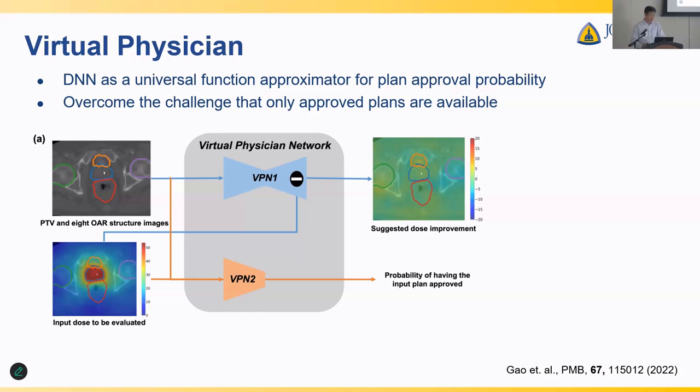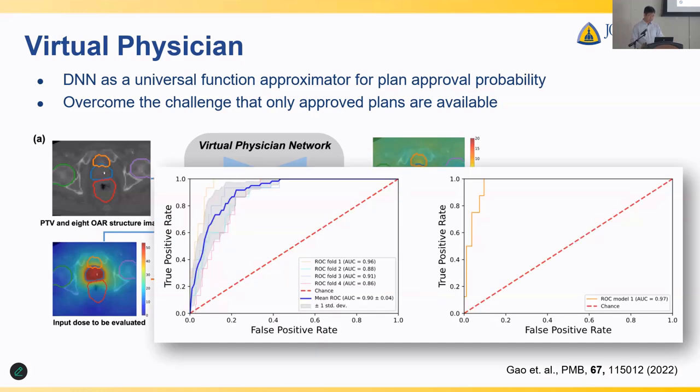To overcome this problem, essentially we try to do adversarial learning in this process to generate a bunch of plans, and we consider those plans as not accepted. So it's a very straightforward application of adversarial learning. At the end, we can train this neural net to predict the plan approval probability using only approved plan data. And this is the test showing that this classifier can distinguish the approved plans and bad plans in the tests.